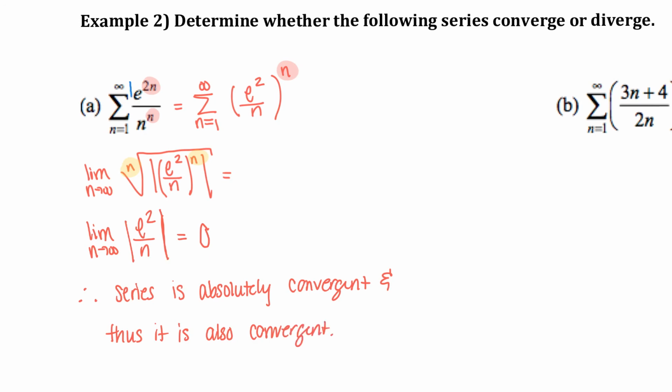If you wanted to go back and add these absolute value signs here, that's why I was able to say absolutely convergent, because e to the 2n over n to the nth is always going to be positive. So those absolute values don't do anything. Let's take a look at another example.